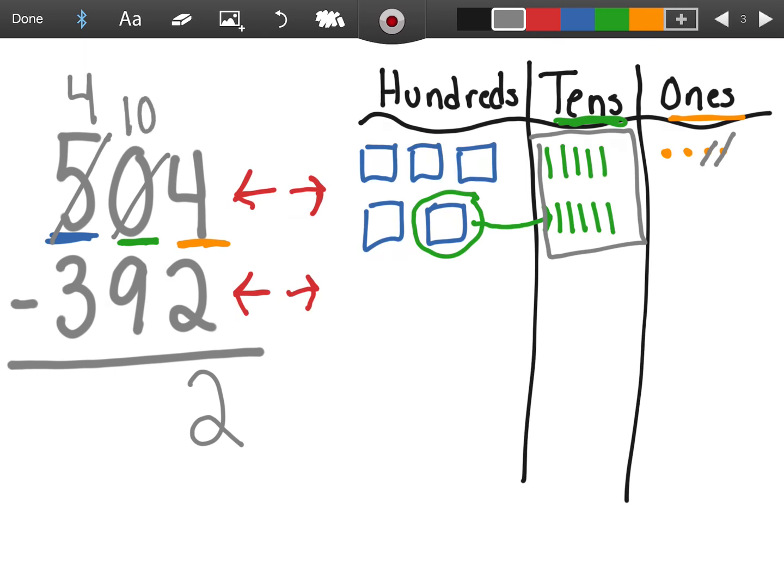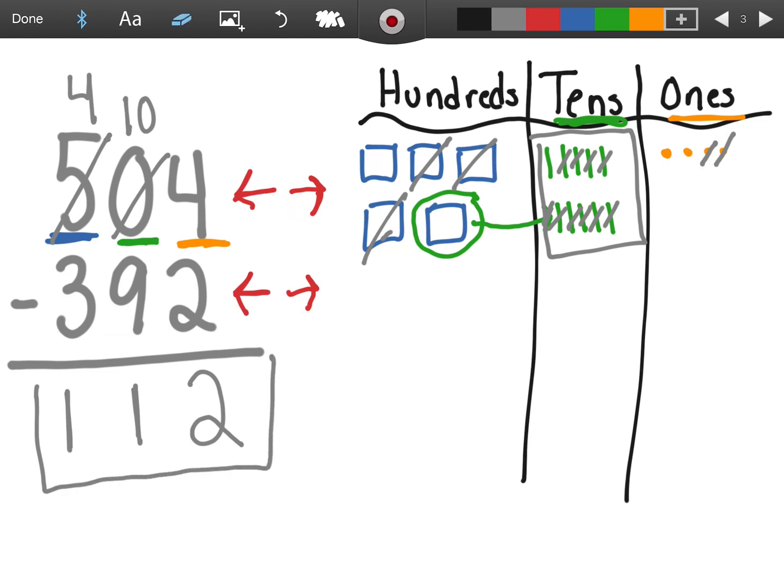We have 10 tens now and we want to take away 9. 1, 2, 3, 4, 5, 6, 7, 8, 9. Oh, and this one down here, 10. So we have 1 left over. And then we have 4 hundreds, and we're going to take away 3. 1, 2, 3, leaving us with 112 as the difference.